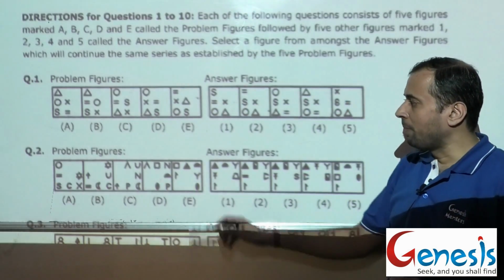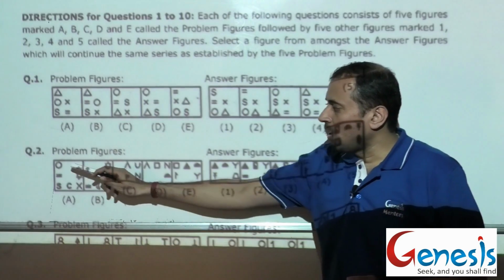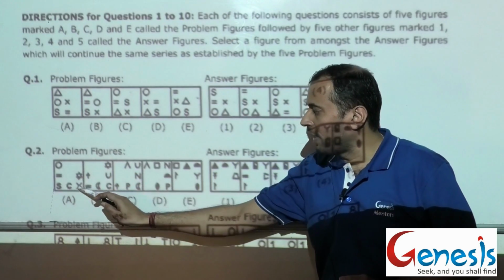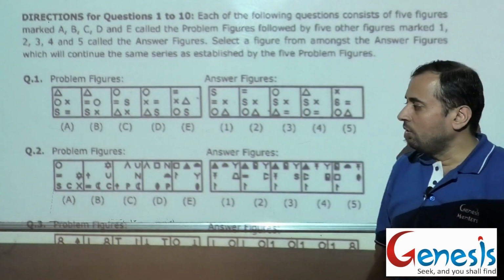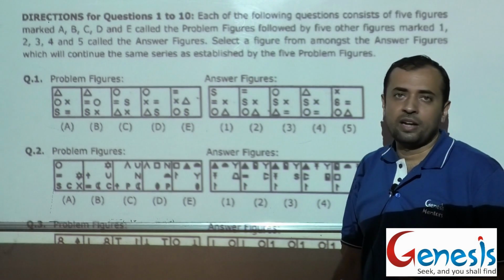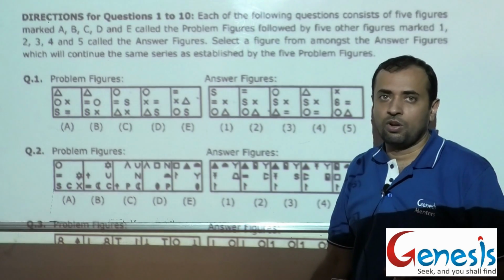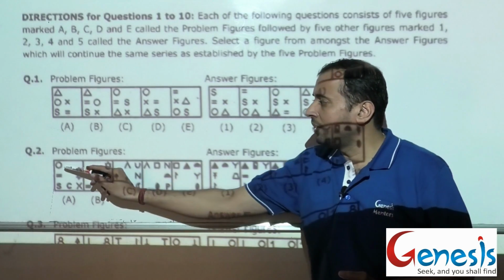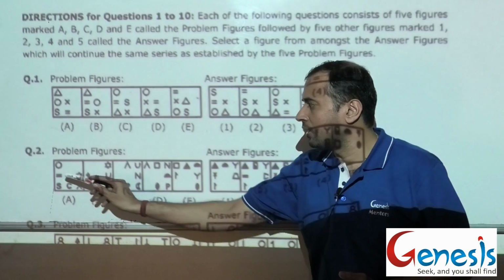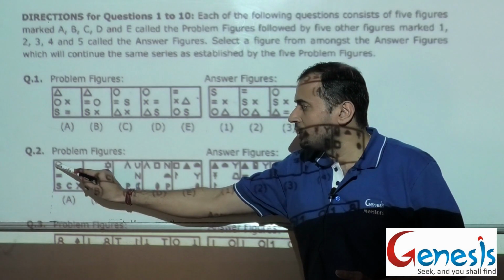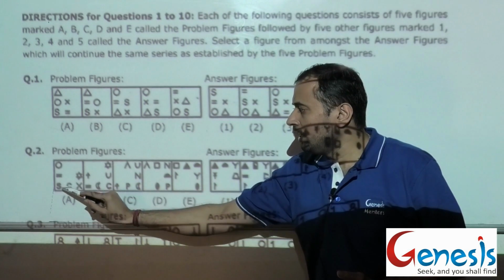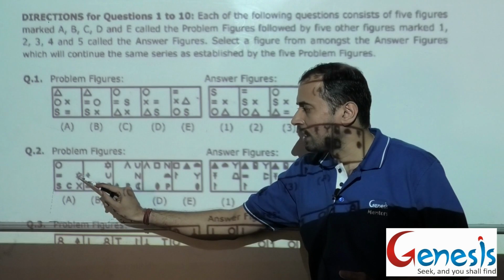Now moving on to problem number 2. Again here we are talking about 1, 2, 3, 4, 5, 6 objects, right? Now within these 6 objects, if I start numbering the objects in anti-clockwise direction or clockwise direction, this comes out to be 1, 2, 3, 4, 5 and 6.